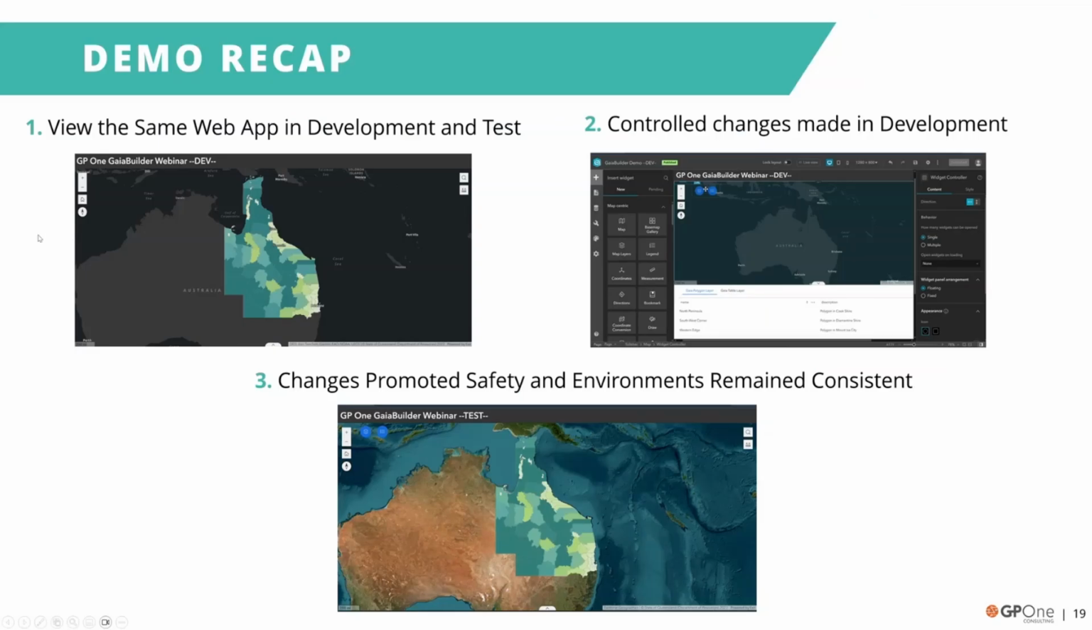So thanks, Nick. So let's just quickly recap what we just walked through. We started by making a controlled change in development across both a web map and Experience Builder application. Nick then committed that change into the Git repository and promoted that change to the test environment without redoing manual steps and with confidence that the environment stayed consistent. The key takeaway is that GaiaBuilder replaces repeated manual effort with a predictable, controlled process, making deployments safer, easier, and far less stressful. I'll now hand back over to Lynette to wrap up.